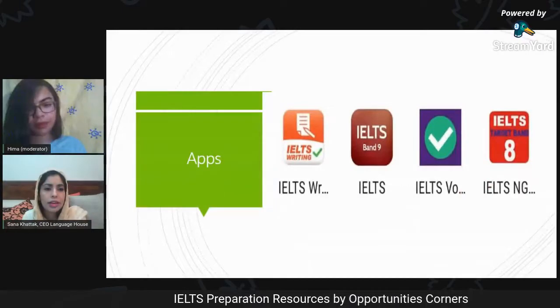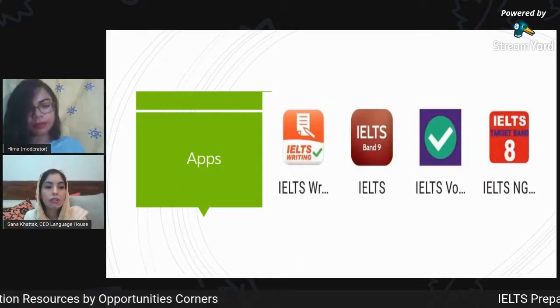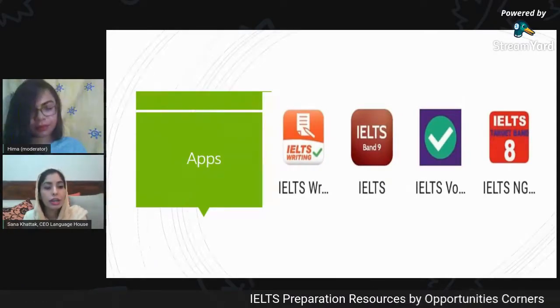So there are many other apps, but these four apps are highly recommended by me because I've used them myself and I've found them very reliable and authentic.